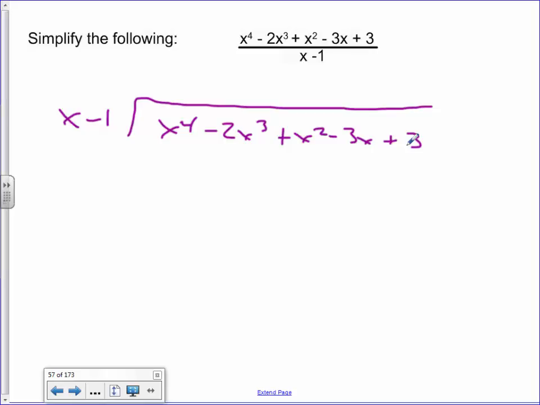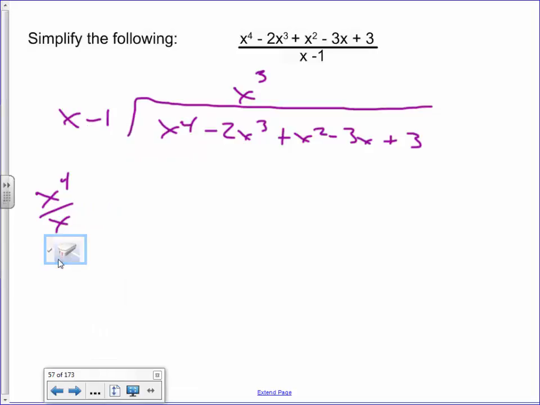Okay, so how many times can an x, which is this guy right here, how many times can an x go into an x to the 4? So like if you had to write it out, it would be like, well, if you had to take x to the 4 and divide by x, how many x's would you have left? 3. Yeah. So then your first step is to put an x to the 3 up here then. Does that make sense? Okay.